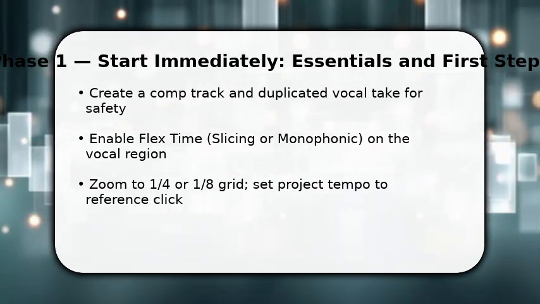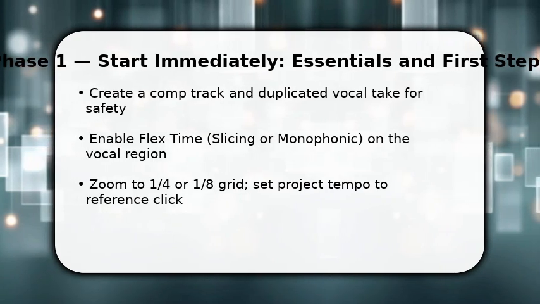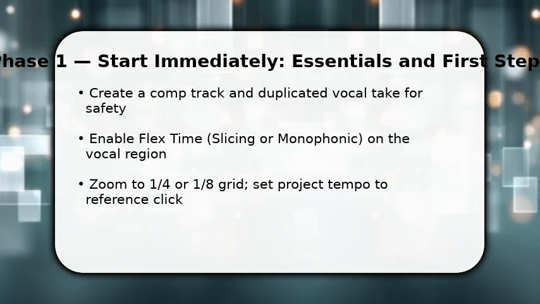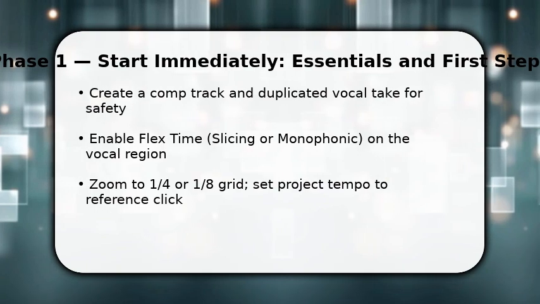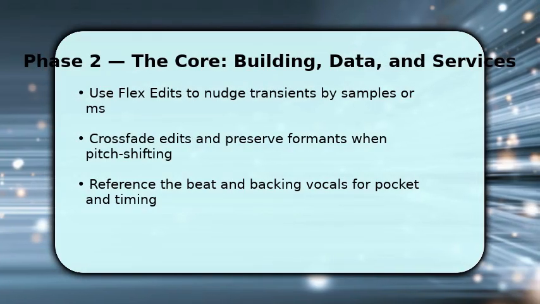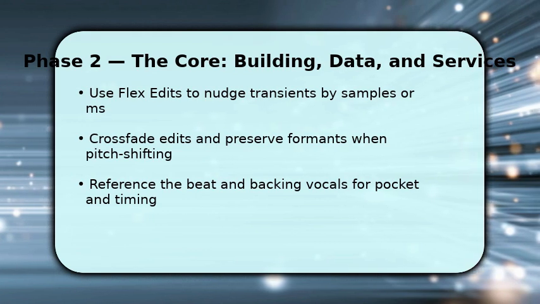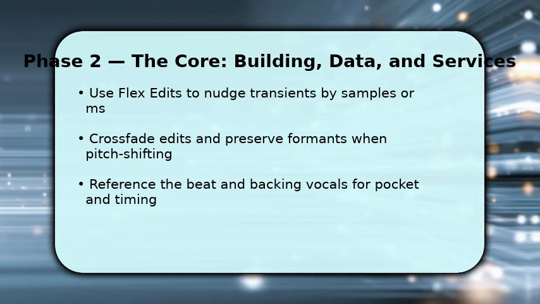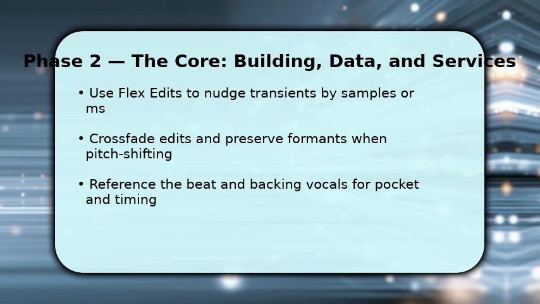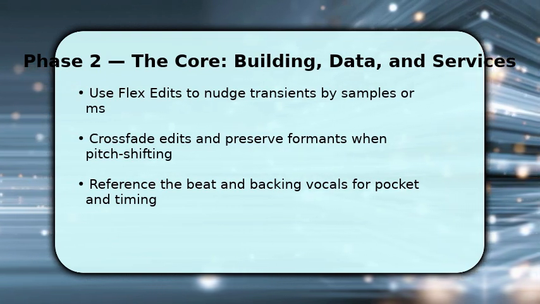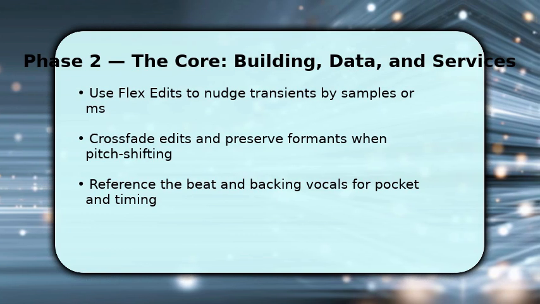Once done, use the marquee to select the first phrase and make conservative edits. Small moves preserve groove and natural feel. Now you dive into micro-edits. Use flex to nudge problematic transients by samples or milliseconds, because tiny shifts tighten pocket without sounding robotic. When you move regions, add short crossfades to hide clicks and preserve sustain.